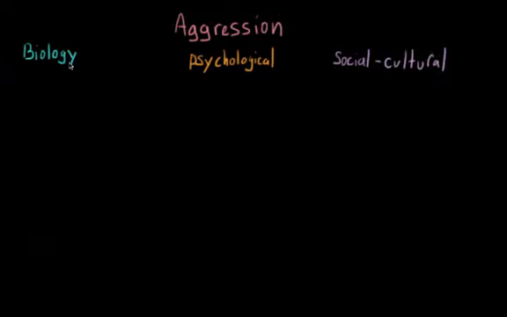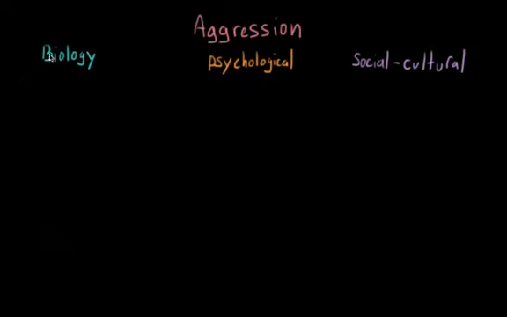And while none of these things on their own might lead to aggression, a combination of the three of them is what we think leads to aggressive behavior. And the first one I want to talk about is biology. And there are actually three different components of biology that I would like to discuss. The first one is genes.